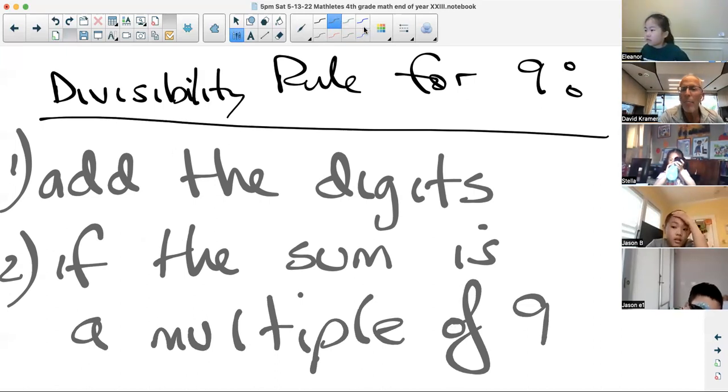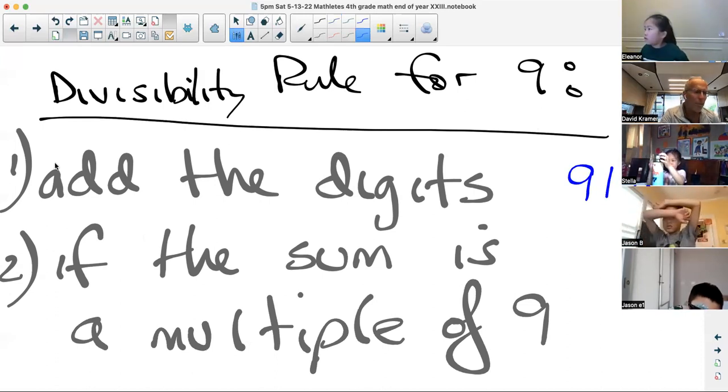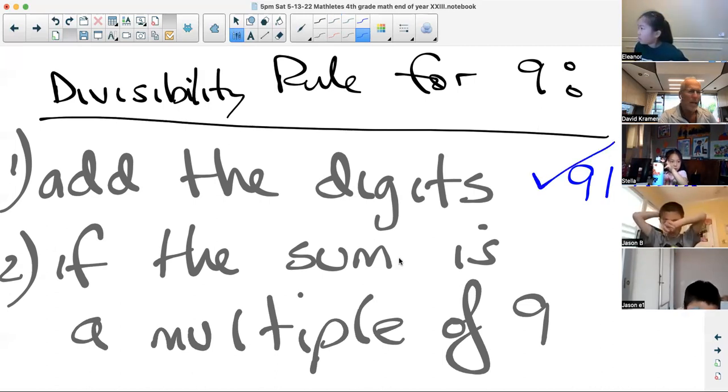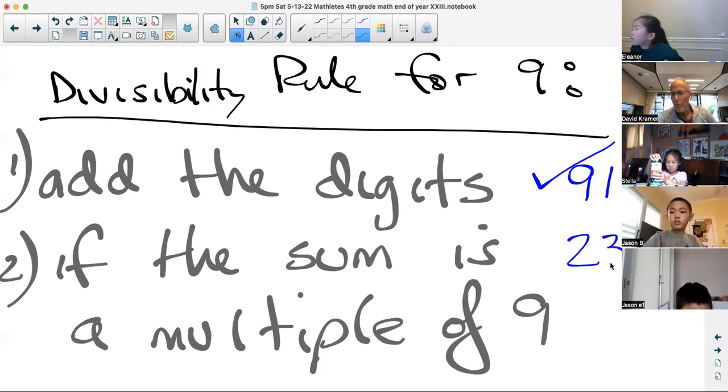So is the number 918 a multiple of 9? Come on, add up the digits. 1 plus 9 is 10. 10 plus 8 is 18. 18 is a multiple of 9. Now, what about this number here? 234. Is that a multiple of 9?